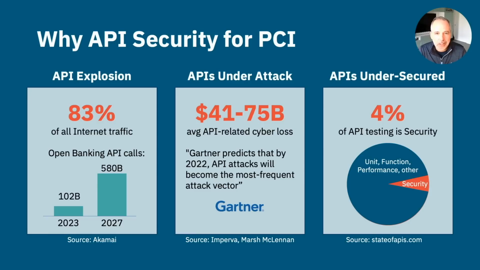But the third dynamic is API security. Our APIs are seriously undersecured. If you just look at testing alone, this report from stateofapis.com looks at all of the testing we do on APIs, and only 4% of that effort is focused on security. And there's a reason for this. How we build applications has fundamentally changed, but security is still catching up.